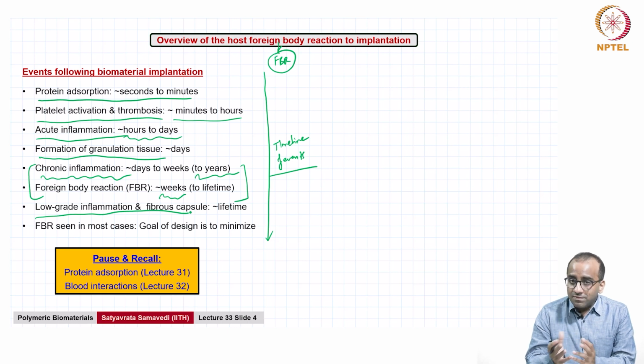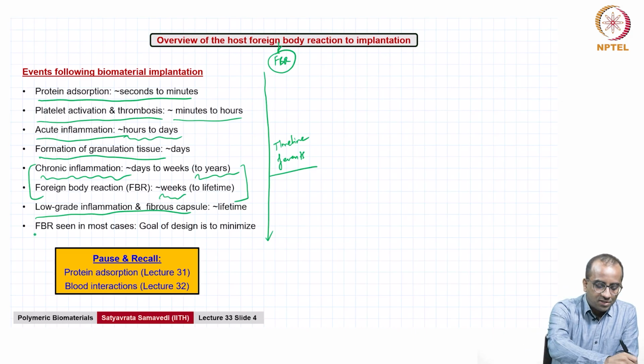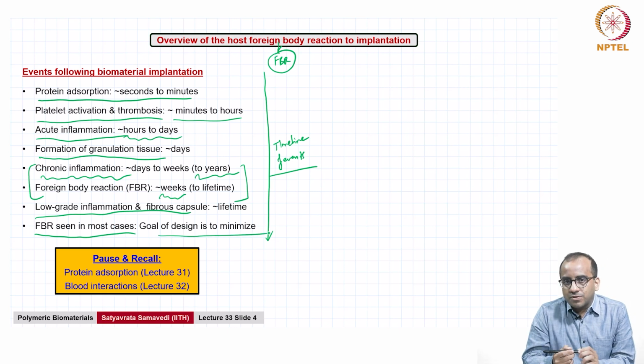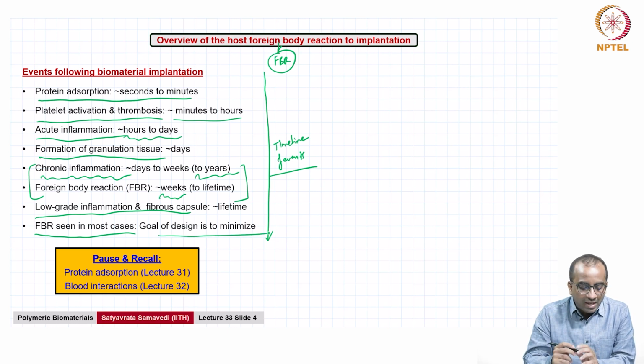And depending on the severity of the fibrous encapsulation, one can talk about the outcomes of implantation being moderately successful or perhaps even leading to failure. And like I've just said, this foreign body reaction is seen in most cases because as we are implanting foreign objects into animals or patients, the body is going to keep recognizing them as foreign as long as they persist. So the goal of biomaterial design is to minimize the foreign body reaction, if not to entirely eliminate it.